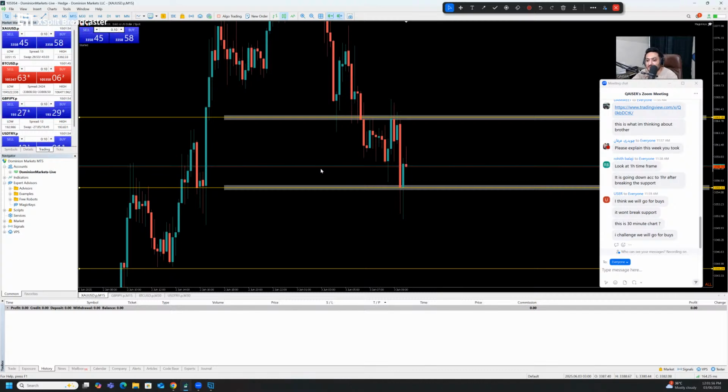I think we will go for buys. It will not break support. This is the 30-minute chart. I challenge you, we will go for buys. Why are you challenging here, buddy? Why do you not go for the buy? Just click somewhere here. Yeah, look at this one. If you click here, it will open a buy position. Just open a buy.